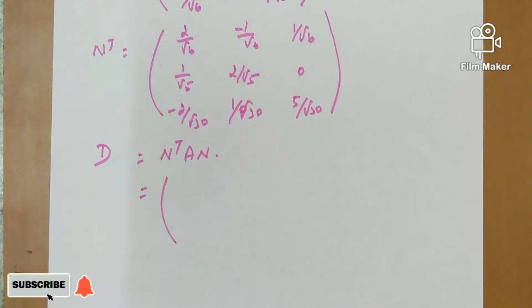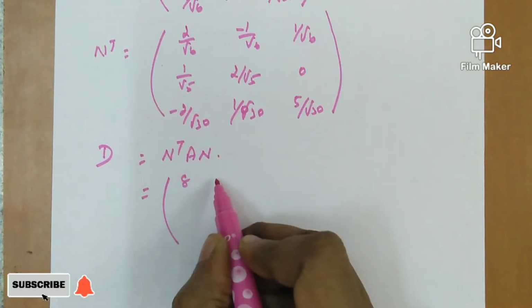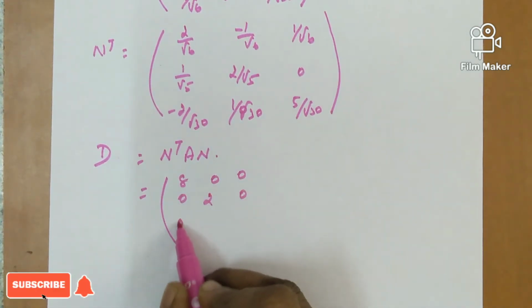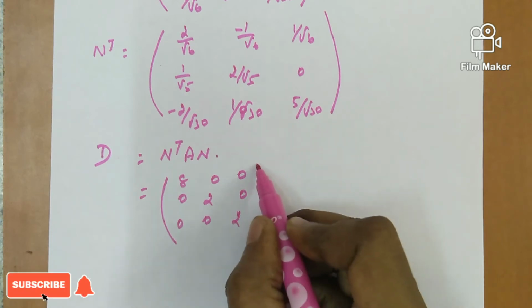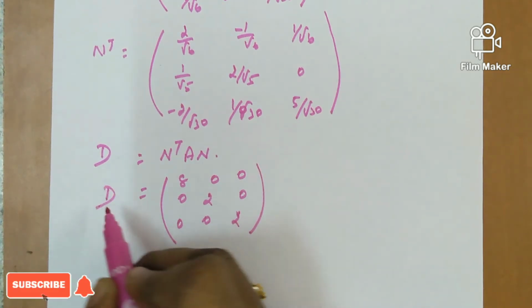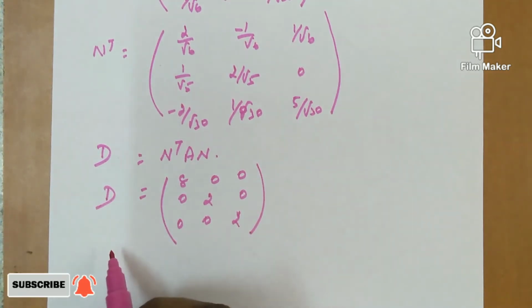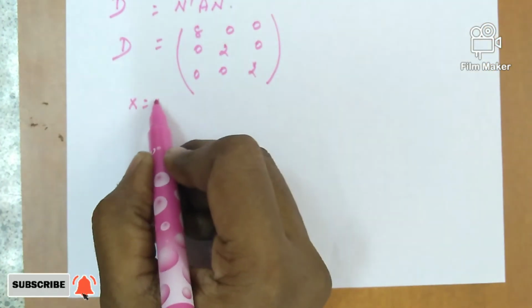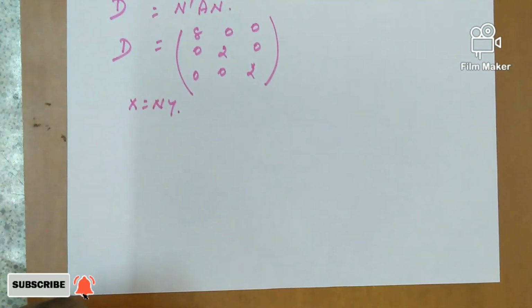So the D answer is 8 0 0, 0 2 0, 0 0 2. This is our diagonalized form of the given quadratic form. Now we have to consider the orthogonal transformation. Capital X is equal to NY. Consider the normal orthogonal transformation.